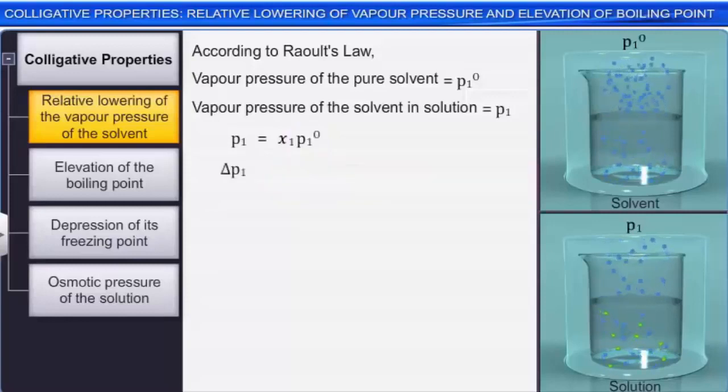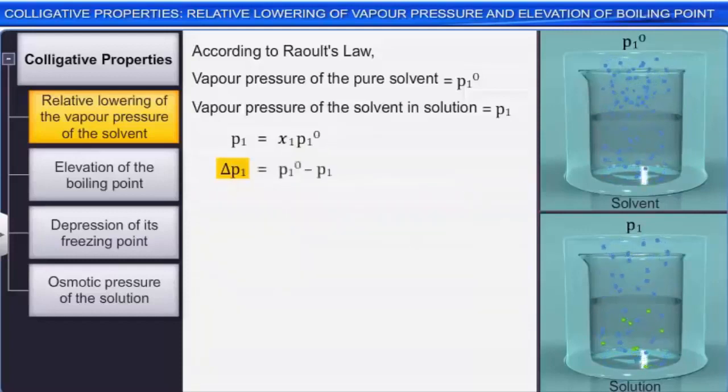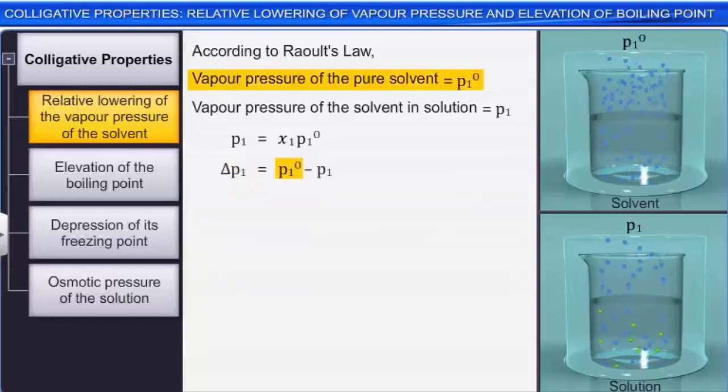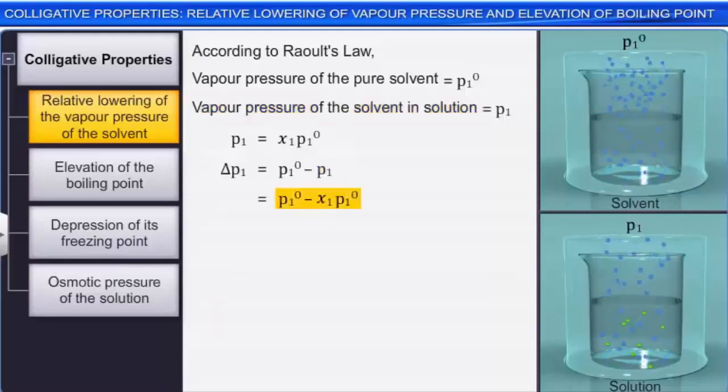The lowering in the vapor pressure of the solvent, delta P1, is equal to the vapor pressure of the pure solvent, P1 naught, minus the vapor pressure of the solution, P1, or P1 naught minus X1 multiplied by P1 naught.